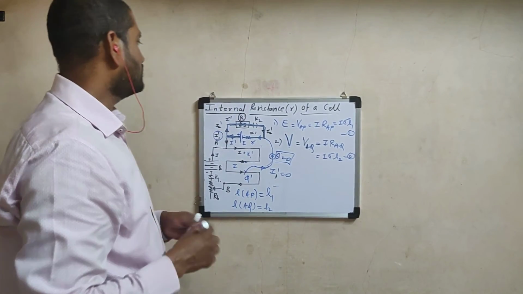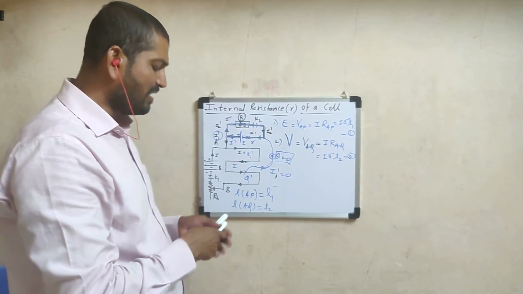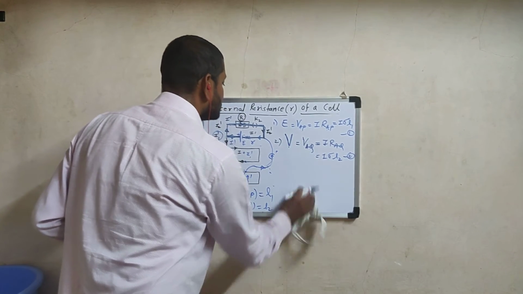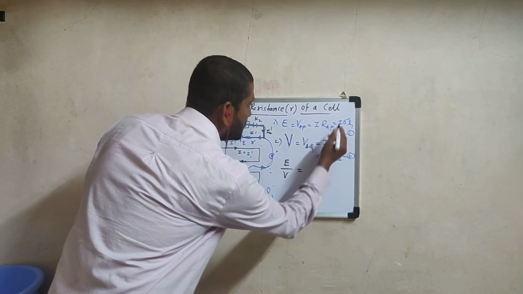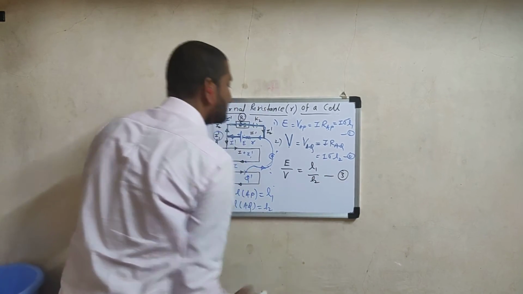Now finish. This is the entire experiment. Now the experimental part is over. The remaining part is only the physical part, and that is from these two equations, if we take the ratio, we will get E upon V is equal to, I and sigma cancel, so L1 upon L2, equation number 3.